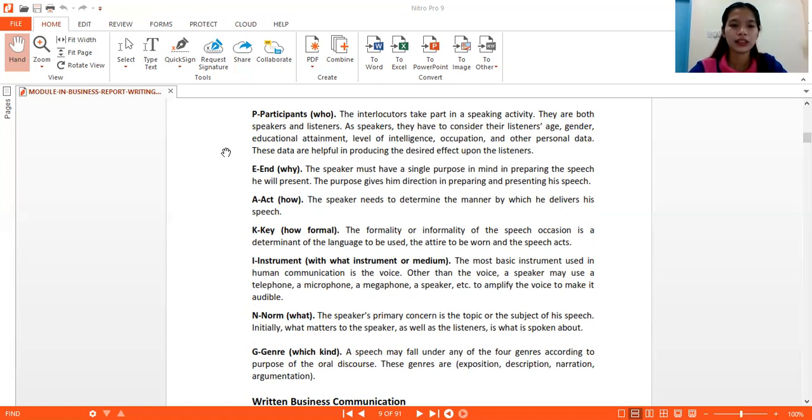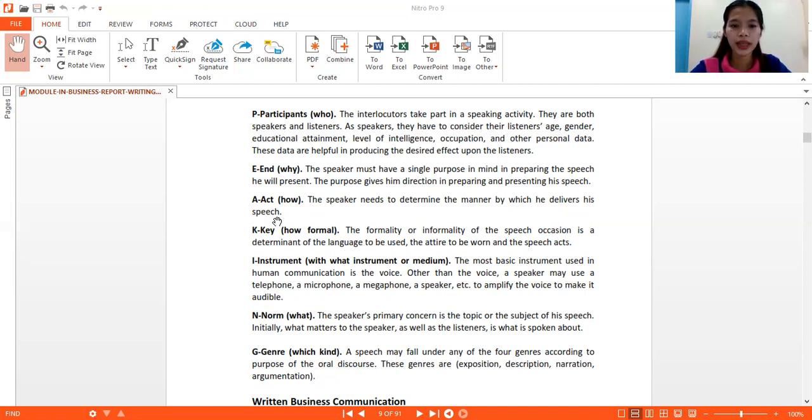Next is the end. Why? The speaker must have a single purpose in mind in preparing the speech he will present. So, bakit ka ba magde-deliver ng speech na yan? Next, act. How? The manner of how you will deliver your speech. Paano mo i-deliver yung speech mo? Formal ba yung occasion or informal? It must be considered. Now, next, key, how formal, so this one, formality or informality of the speech occasion. What should be your attire and how should you speak in front of the people?